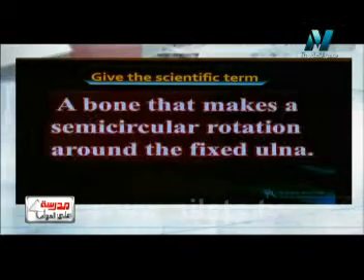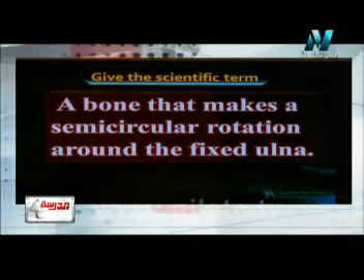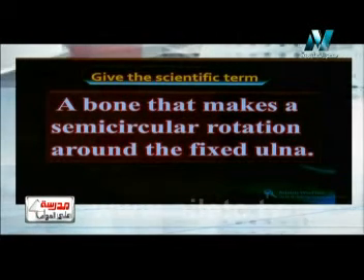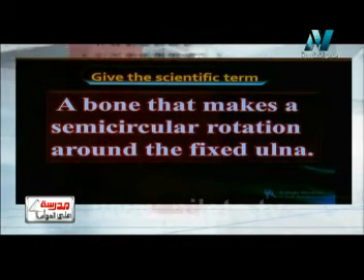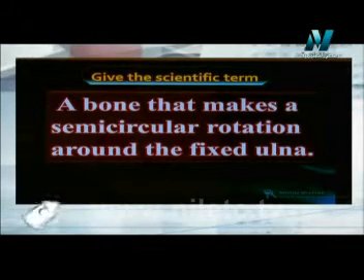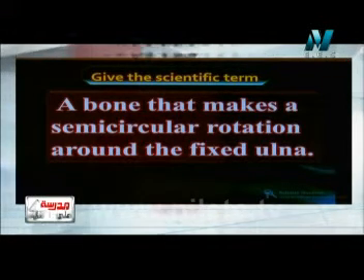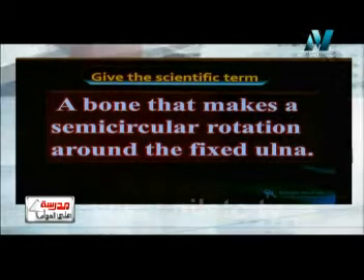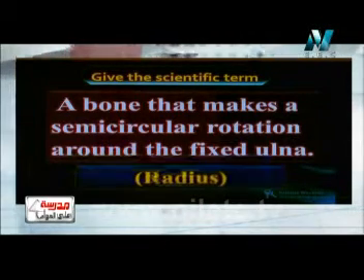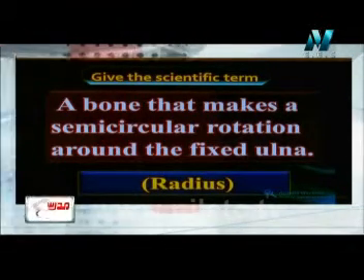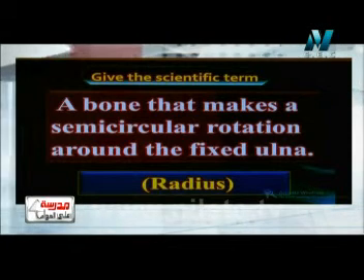The next: a bone that makes a semicircular rotation around the fixed ulna. The bone makes a semicircular rotation around the fixed ulna. It is the radius, because we know that the radius moves in a semicircular manner around the fixed ulna.